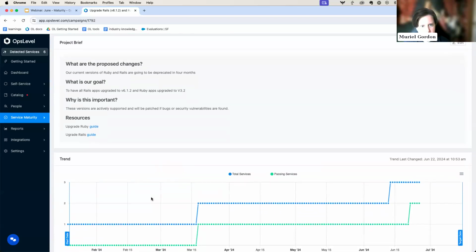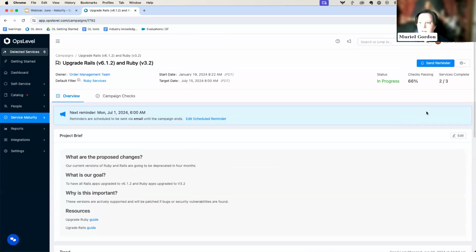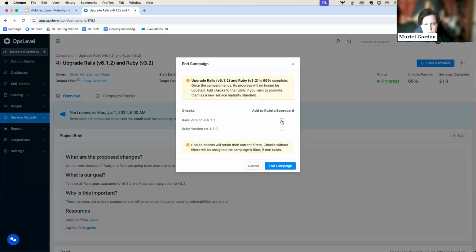And where we get into where this touches on service maturity standards, when you end a campaign, you will have the option to take those campaign checks that previously, up till now, only lived in this campaign. You can add them to your rubric and your scorecard. So these can be standards applied to your services moving forward. So hopefully this will make you guys feel a little bit better about the idea of setting up an aggressive service maturity program for yourselves. Hopefully this gives you a sense of how we can help make that a little bit easier.